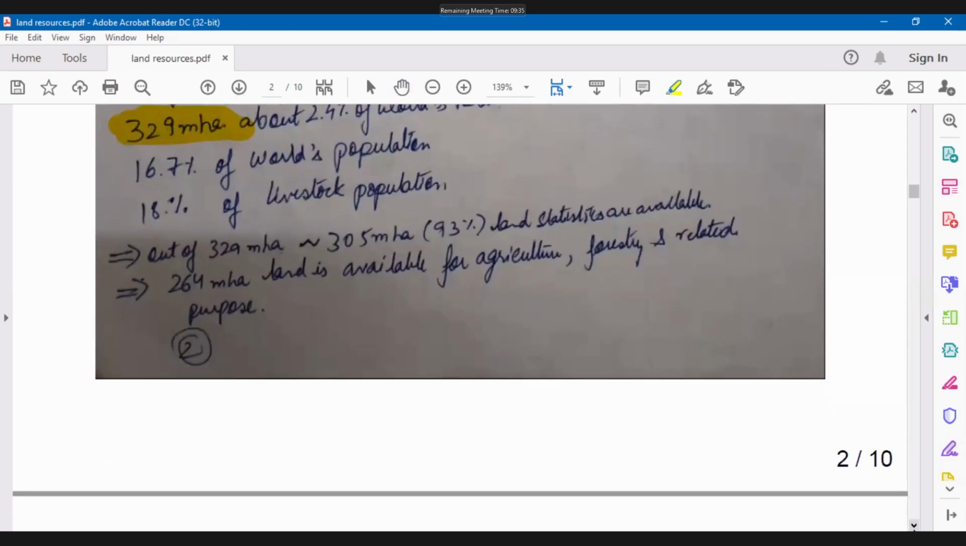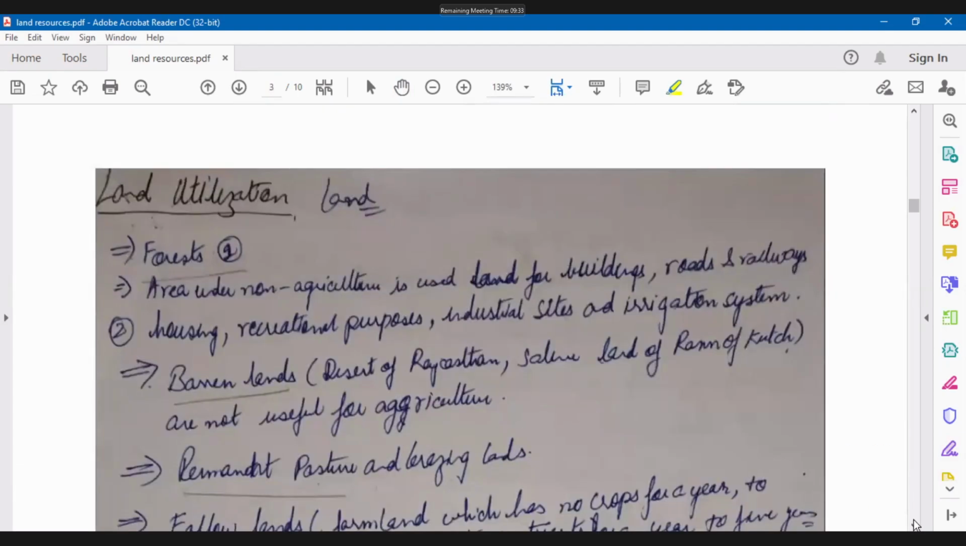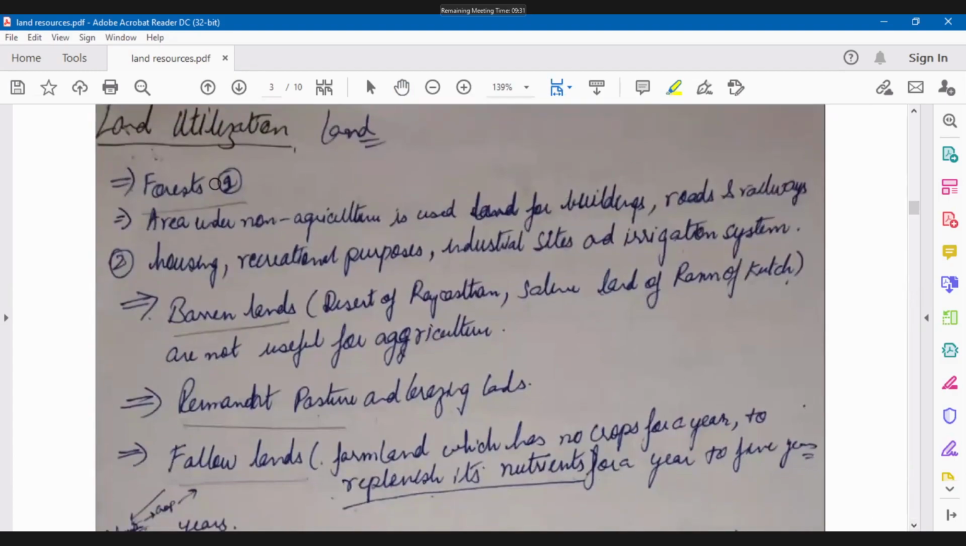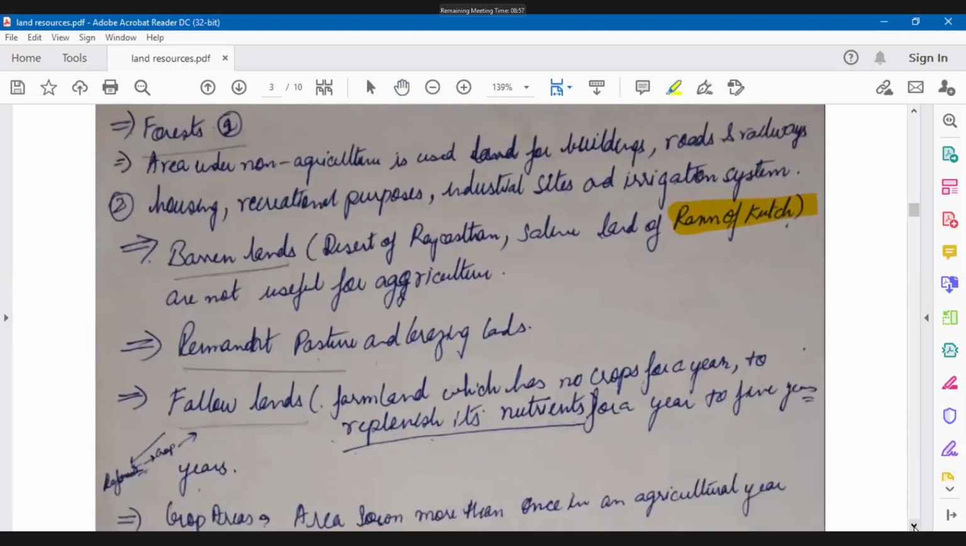Next is utilization of land. When we talk about utilization, we have forests, the first one. Then we have urbanized land. Area under non-agricultural usage is used for buildings, roads, railways, housing, recreational purposes, industrial sites, and irrigation systems. Barren lands lie near the desert region of Rajasthan, and saline land is seen in the Rann of Kutch, and they are not useful for agriculture. Permanent pastures and grazing lands are there, and then the next one is your fallow land.